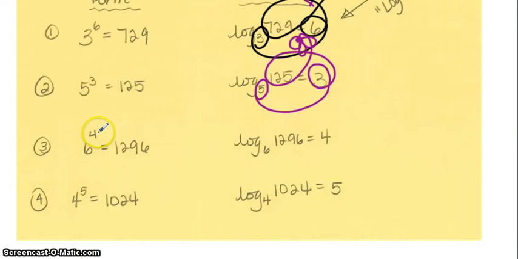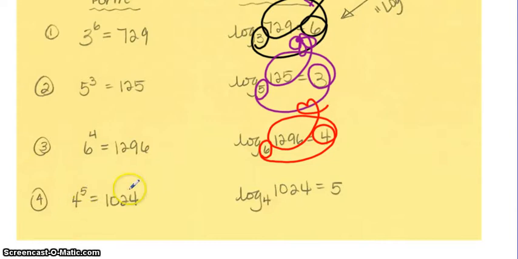Now here I have 6 to the fourth equals 1,296. Same thing here. Log base 6 of 1,296 equals 4. Using the curly Q thing, 6 to the fourth equals 1,296.